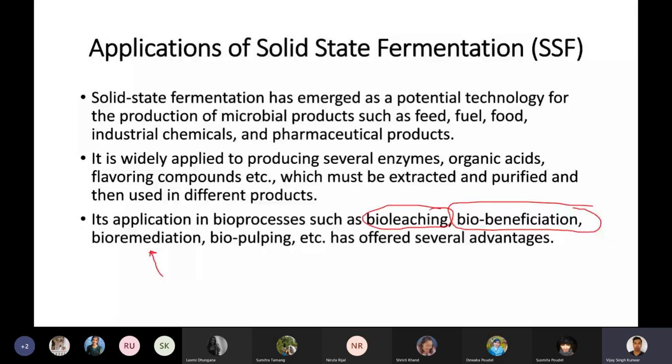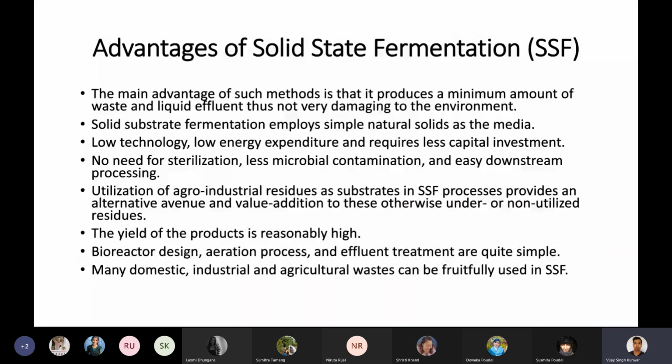So solid state fermentation has advantages, and there are industries where it is used. The main advantage of such methods is that they produce a minimum amount of waste and liquid effluent, thus not being very damaging to the environment. This is one of the major benefits of solid state fermentation.